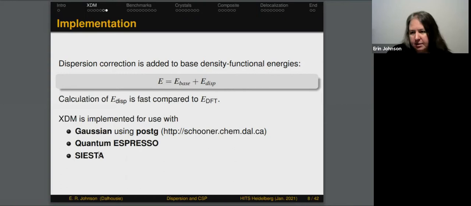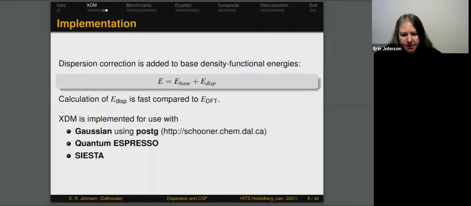We've been working to implement XDM in ABINIT and in CASTEP as well. So if you're interested in using either one of those codes, that should be available very soon. We're also just starting to work on an implementation of XDM in FHI-aims, which I know is very popular in Germany and is a very nice code from what we've done with it so far. So we're hoping to have that in another year or so.